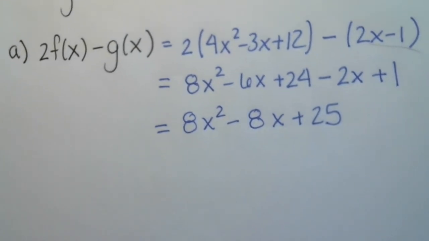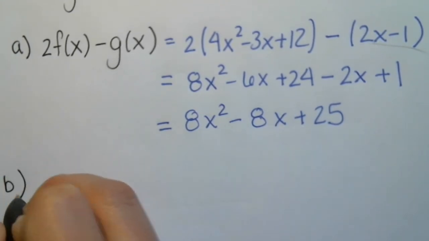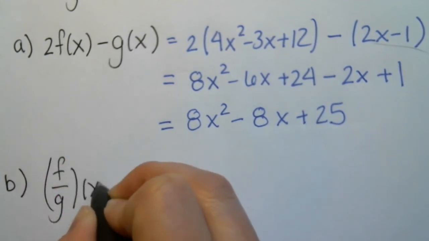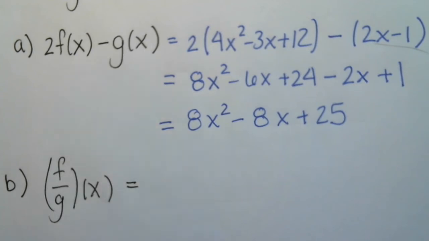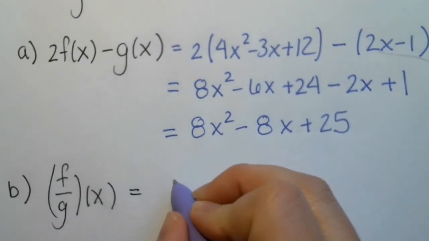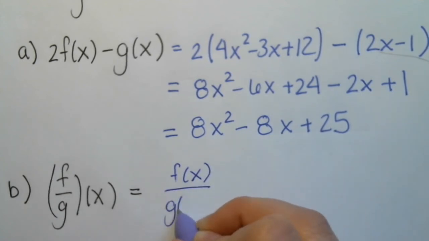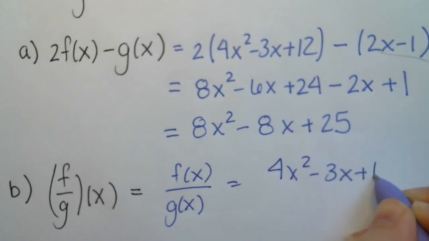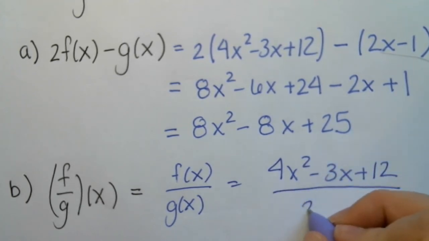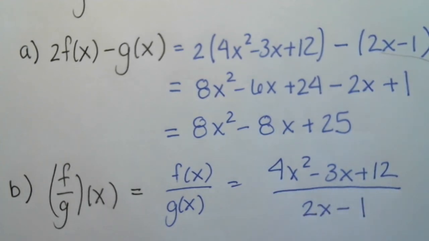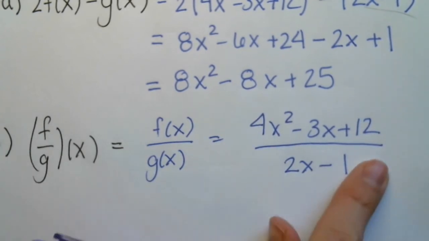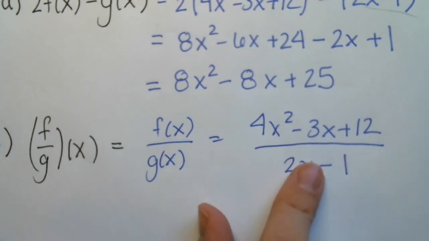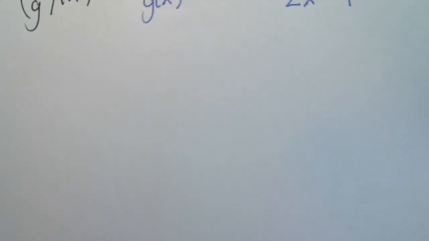And let's do one more operation with these. I want to do f over g of x. Okay, so I know that this is going to be f of x over g of x. Okay, so in this example, that's 4x squared minus 3x plus 12 over 2x minus 1. Okay, now this is what the notation asks you to do. You are probably really going to be asked to actually divide these two. Okay, so let's go ahead and divide them.